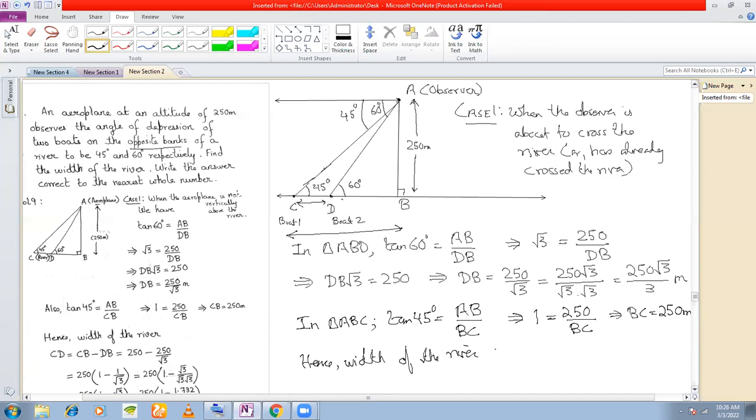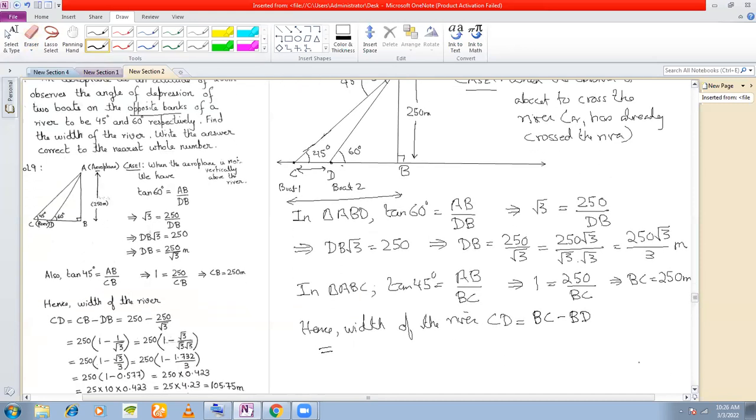Width of the river is CD, which is equal to BC minus BD, right? Now they are asking, find your answer correct to the nearest whole number. So we'll have to simplify this a little. BC we have found out as 250, and BD we found out as 250 root 3 by 3. So we just need to convert this to decimals.